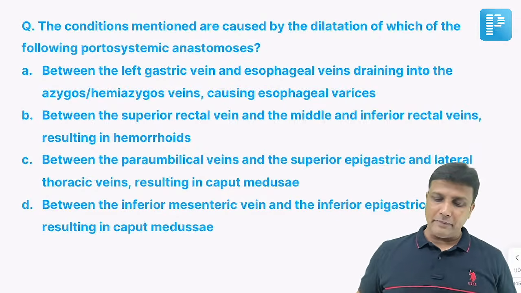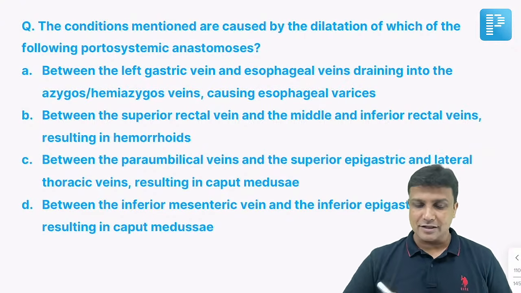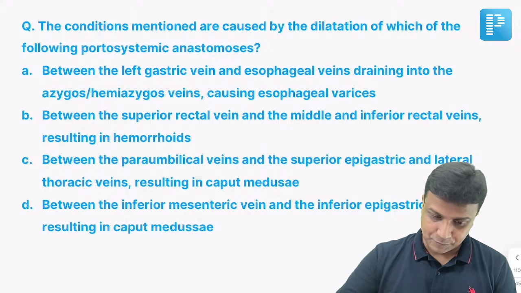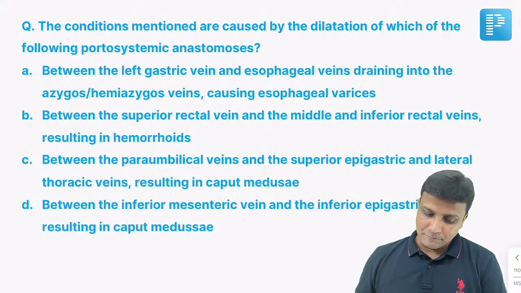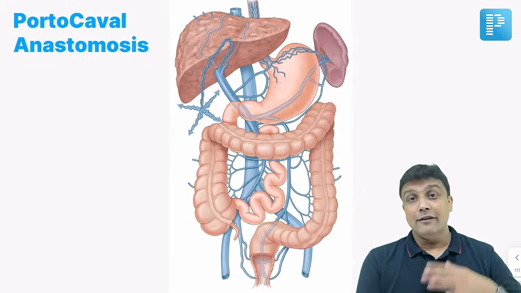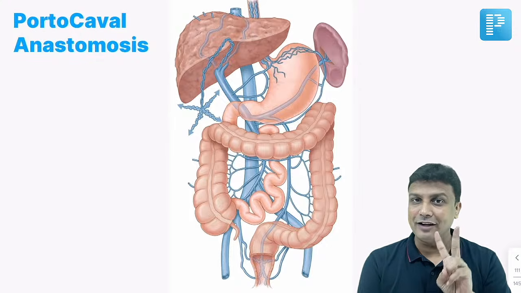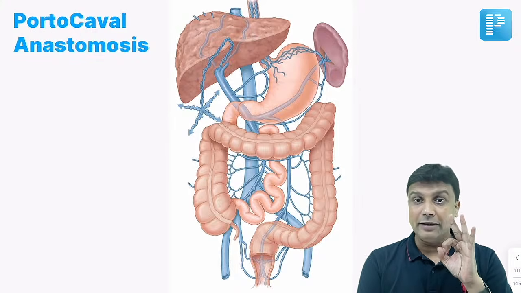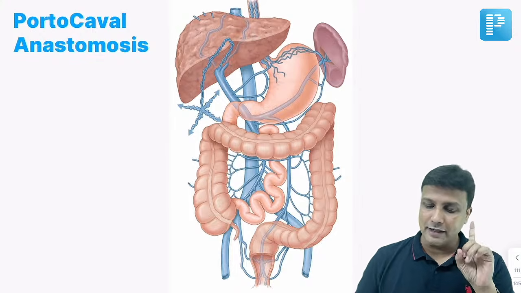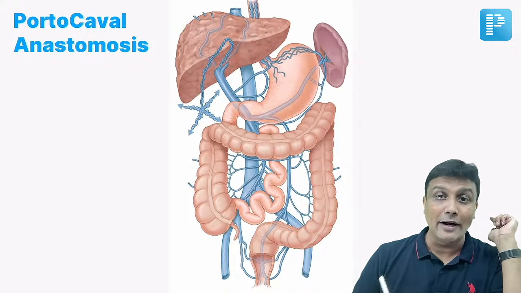The condition mentioned is caused by dilatation of which of the following portosystemic anastomoses? Now I hope all of you have learned the portocaval anastomosis in detail. When you learn about the portocaval anastomosis between the portal vein and the inferior vena cava, there are three important conditions that you have to remember. Number one, the lower aspect of the esophagus, the lower part of the esophagus.